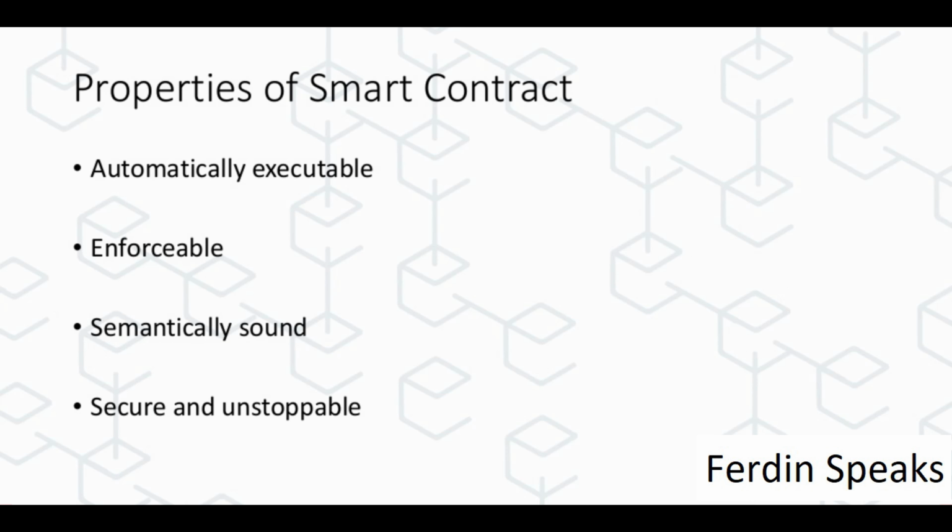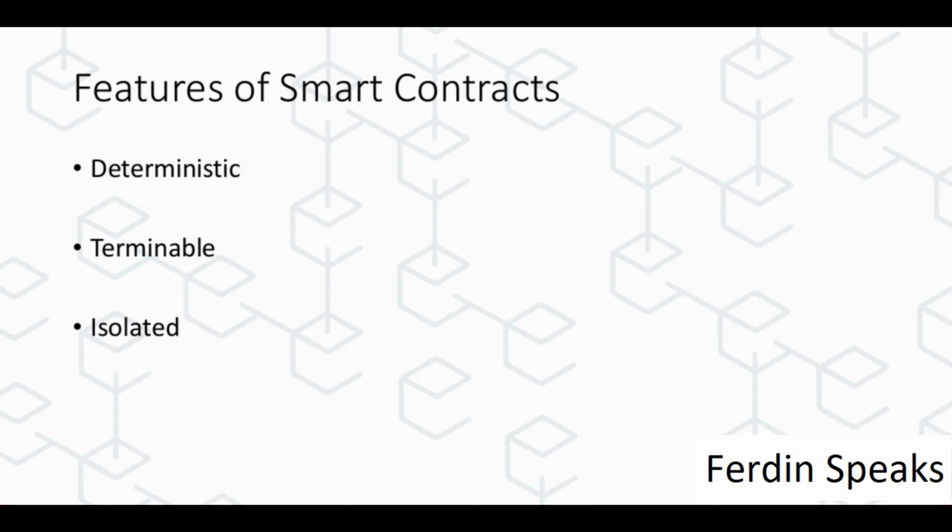The properties of smart contracts: it is automatically executable, enforceable, and semantically sound, and it is more secure and unstoppable when you compare it with the old way of sending crypto coins. And the features of smart contracts: it is deterministic, terminable, and isolated. You can isolate this from mixing up with the whole system. You can terminate this contract at any time.